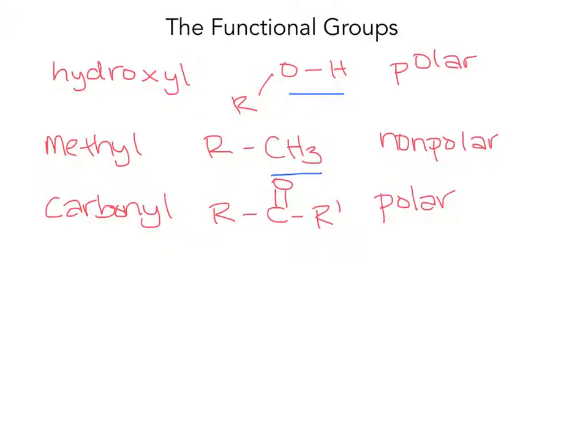Then we have a carbonyl group, and this has carbon double bonded to oxygen, and it's polar. Sugars with ketone groups are called ketoses, and those with aldehydes are called aldoses. You can learn more about those in a concept video about carbohydrates.